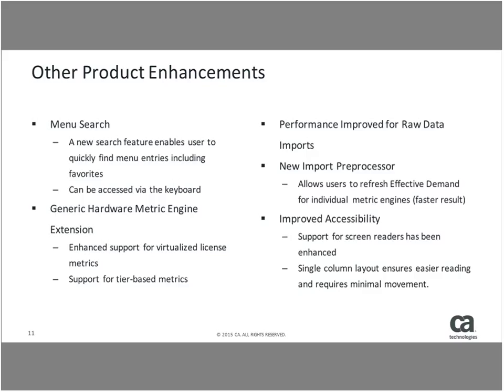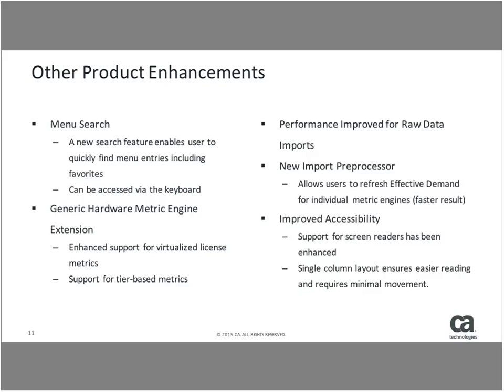We also added a new import preprocessor. This was a highly requested capability so that effective demand, which is the left side of the A model to tell us how much software we're using in our environment, rather than running the cron job or the job in its entirety and then waiting sometimes quite some time for the result, we can now refresh based on individual metric engines. So that gives us a faster result if our focus is in a specific area.